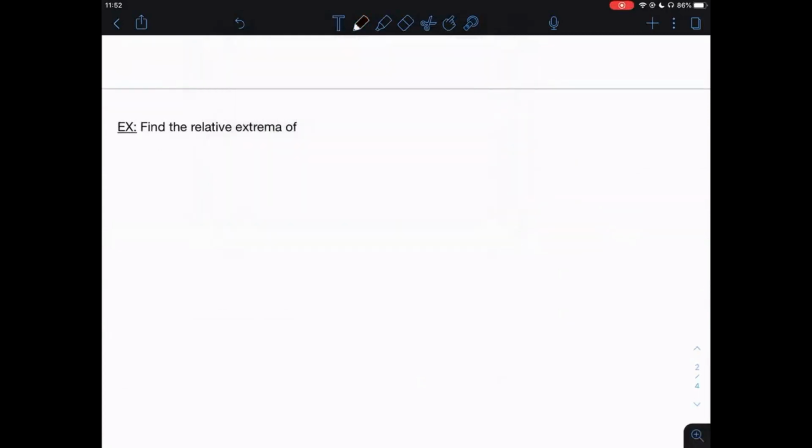All right, so for this first example, let's find the relative extrema of our function of x, defined as x cubed minus 6x squared minus 15x plus 30.